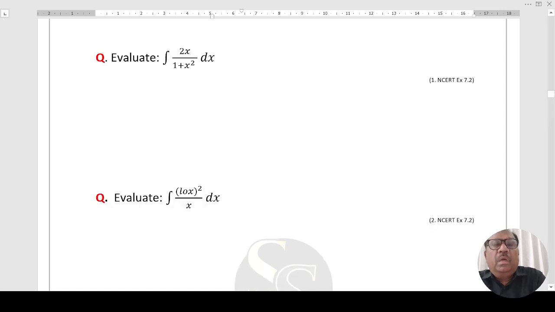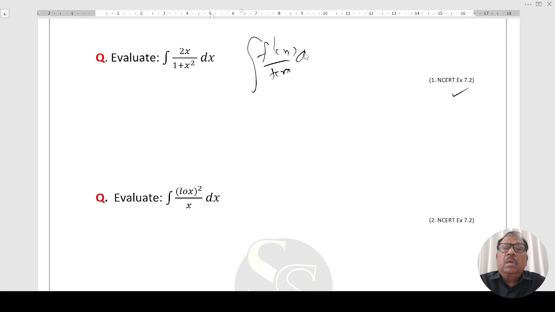Question is, evaluate the integration of 2x over 1 plus x square dx. NCERT 7.2 exercise. In this case, we use the formula: integration of f dash x upon f x dx equals log of f x plus c.